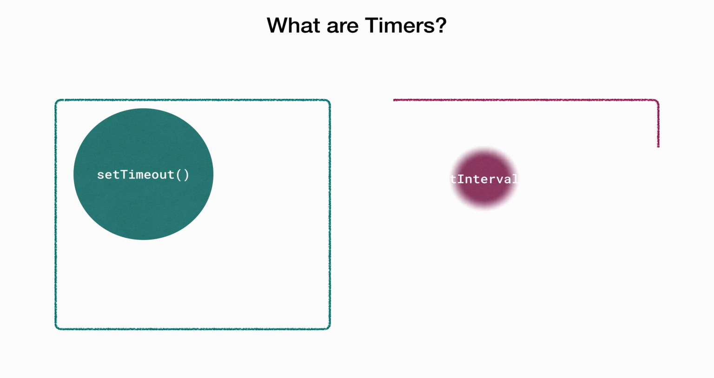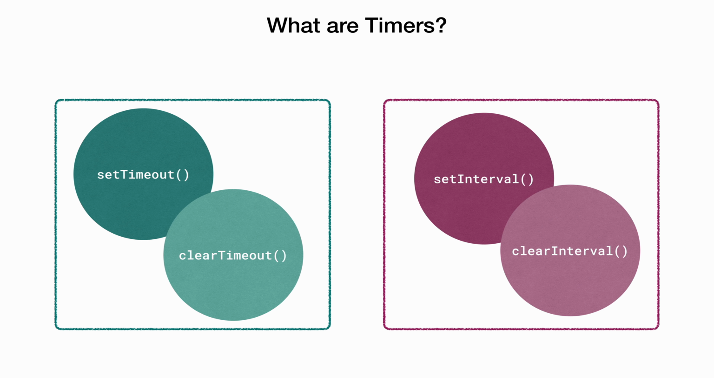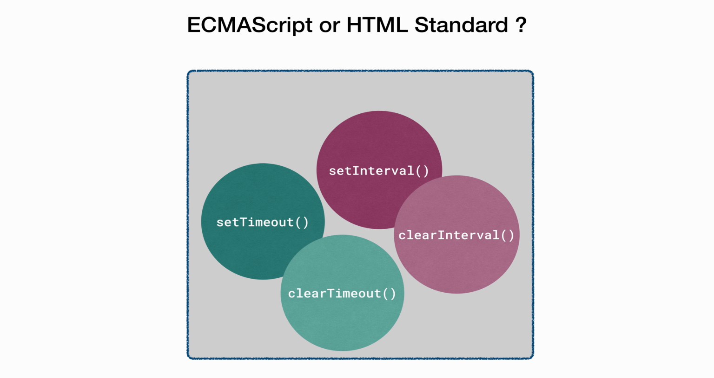setTimeout and setInterval are methods available to us in the browser and also in the Node runtime. They provide a way to schedule a callback after a period of time. clearTimeout and clearInterval cancel the timeouts and time intervals that were previously established by the setTimeout and setInterval methods. But the question is where these timer implementations are coming from. Are they coming from ECMAScript and JavaScript engines implement them, or are they part of the HTML standard spec, where browsers own the responsibility of implementing them?